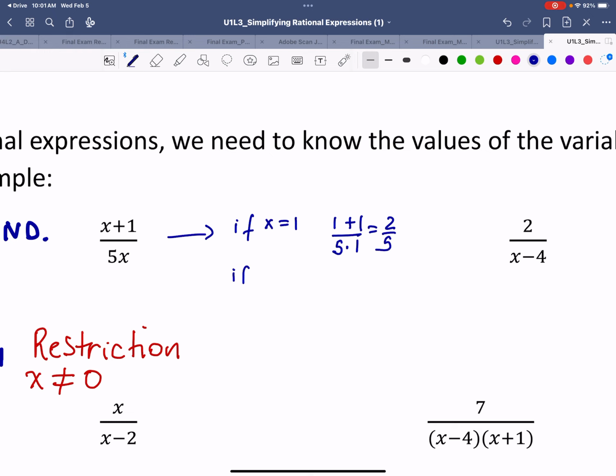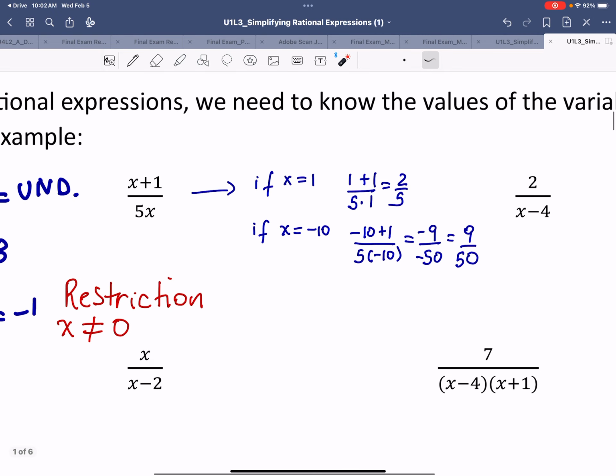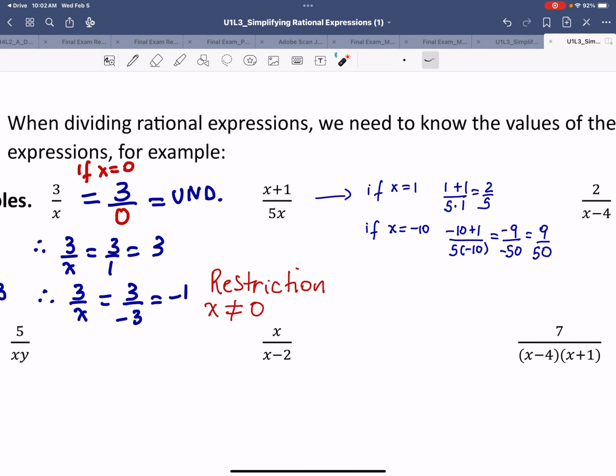In a similar way, if x equals, let's say, for example, negative 10, then negative 10 plus 1 divided by 5 times negative 10 is equal to negative 9 divided by negative 50, or simply 9 over 50. So next, I want you to think, is there a value of x that this expression is not allowed to have? Now, as you probably notice, the values of x that a rational expression is not allowed to have are the values of x that make the denominator 0.